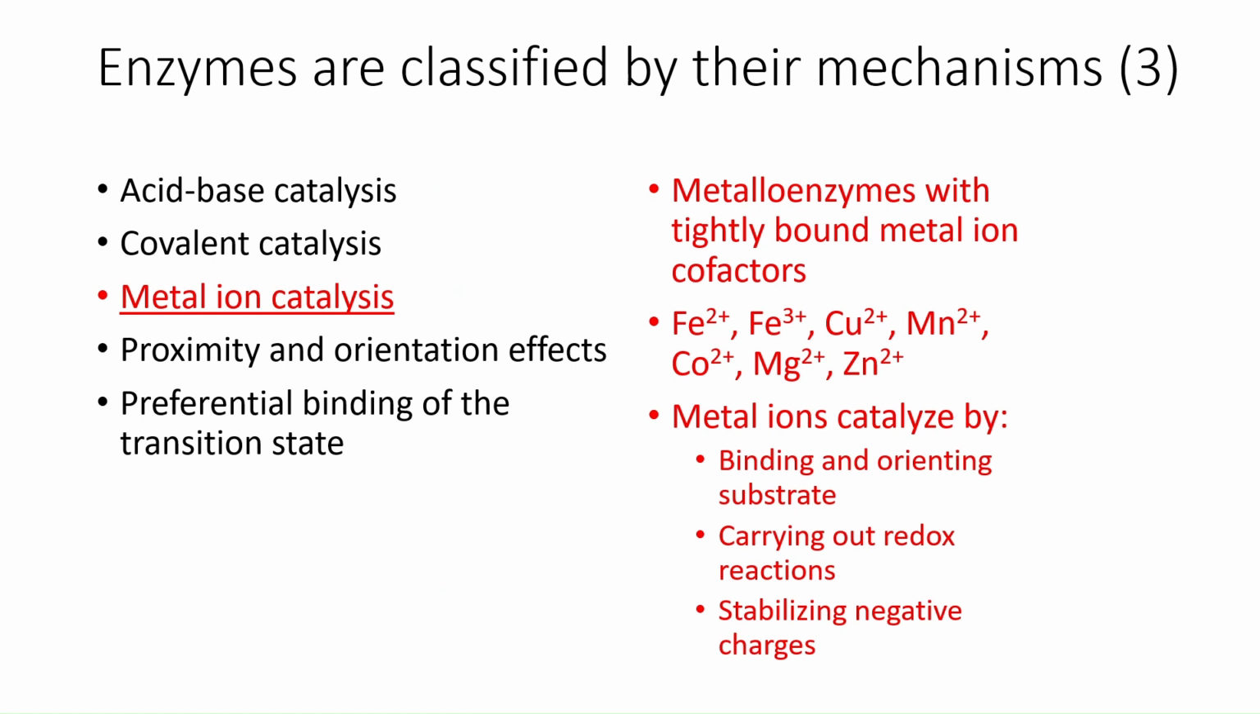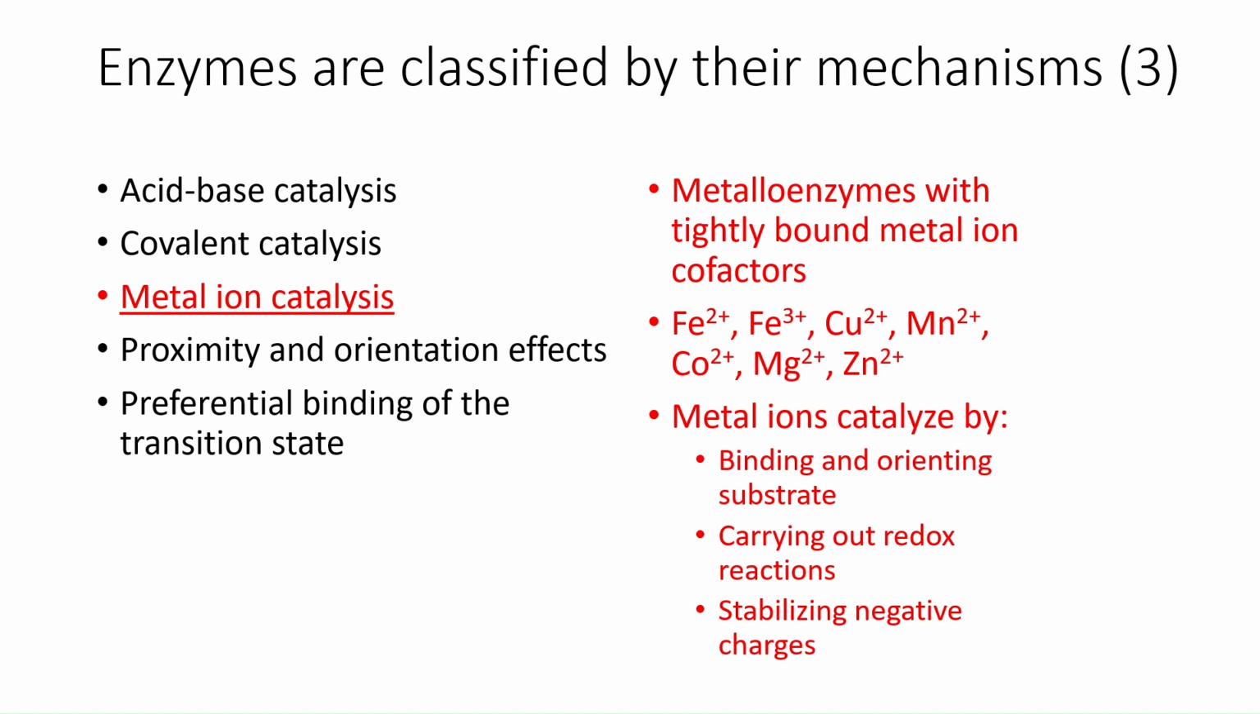So let's talk about another type of catalysis mechanism, and this one's going to be metal ion catalysis. Metal ion catalysis is carried out by metalloenzymes, and these enzymes have tightly bound metal ion cofactors, and it can be one of a pretty substantial number of metals, including iron, copper, manganese, cobalt, magnesium, and zinc. And metal ions are helpful for catalyzing reactions because they can do a few things.